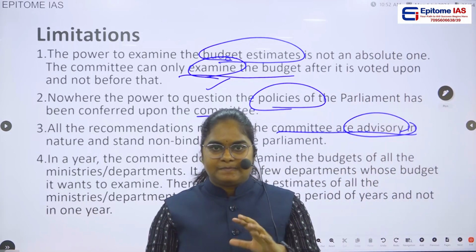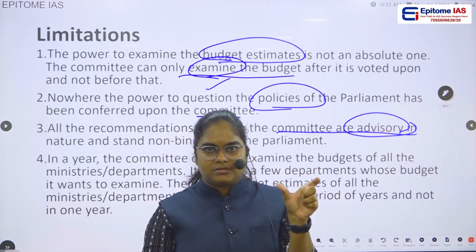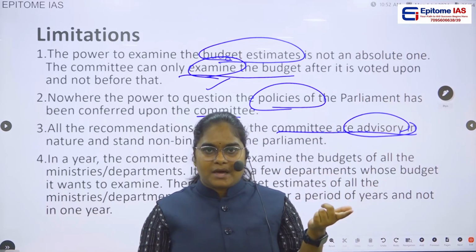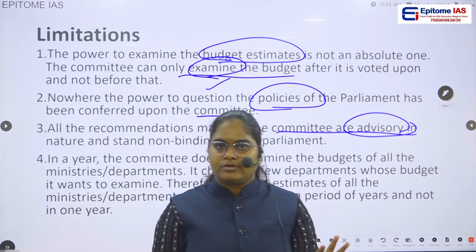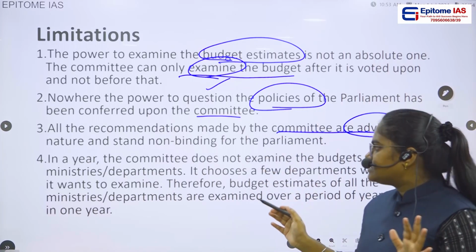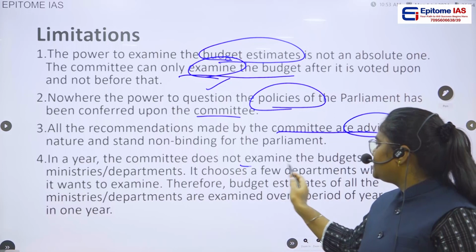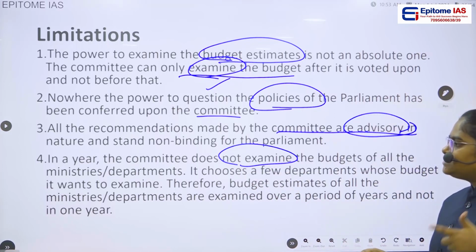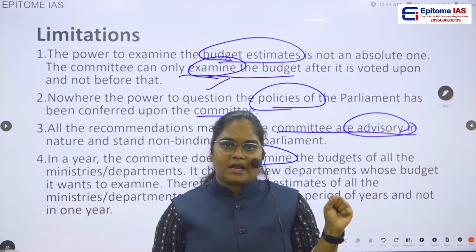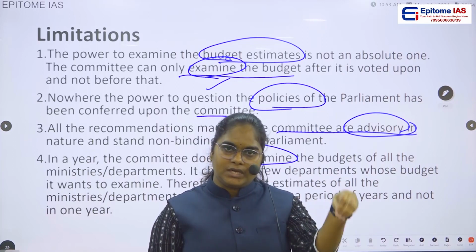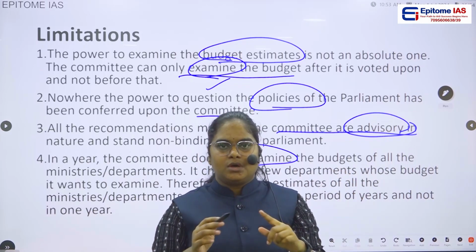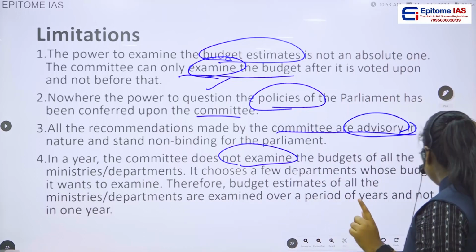Whatever this committee advises is advisory in nature. It can only make a recommendation, and this recommendation is not binding on the parliament. So it is up to the parliament whether to take it or not. This is one of the major limitations of this committee. Then, in a year, the committee does not examine the budgets of all the departments or all the ministries. It will choose a few ministries or departments and examine the budget of only those. It will not examine all the ministries or all the departments. This is also a limitation.